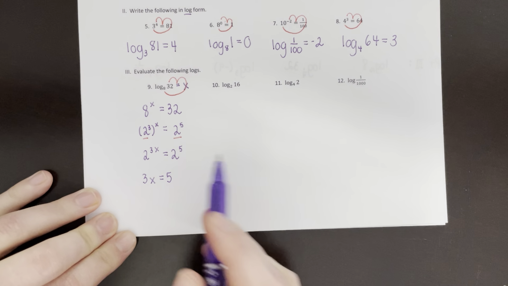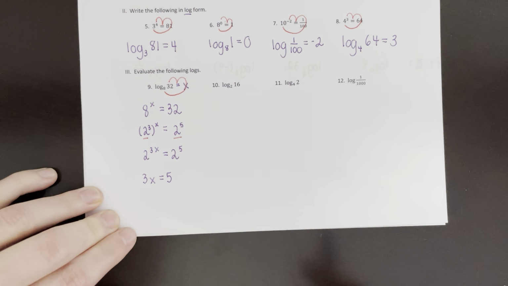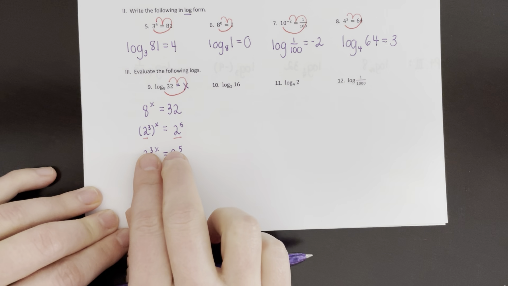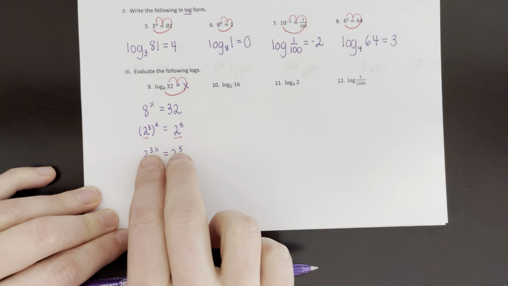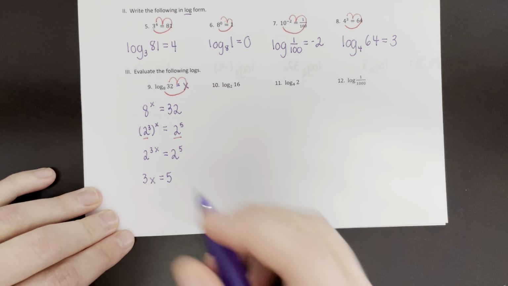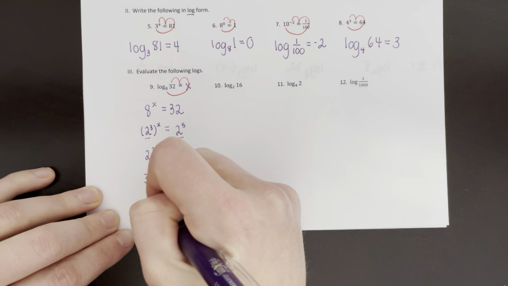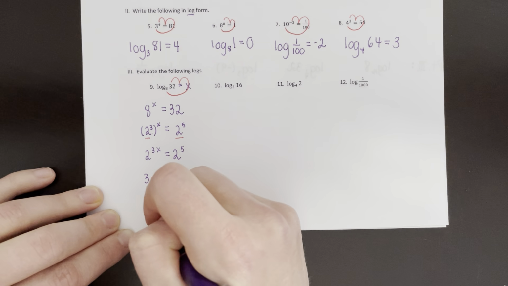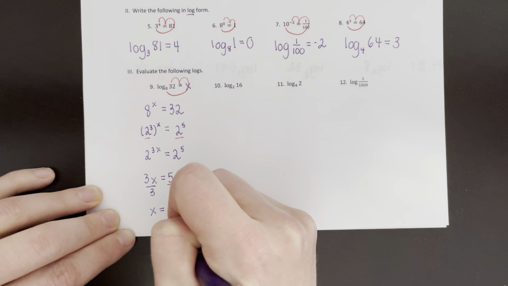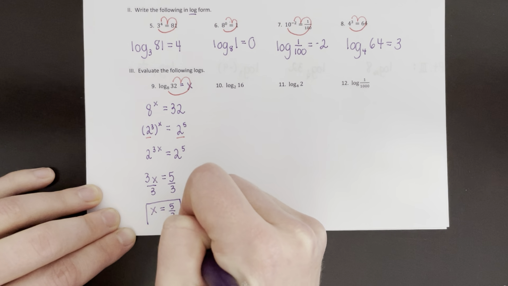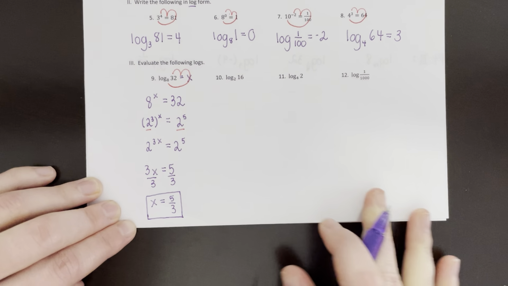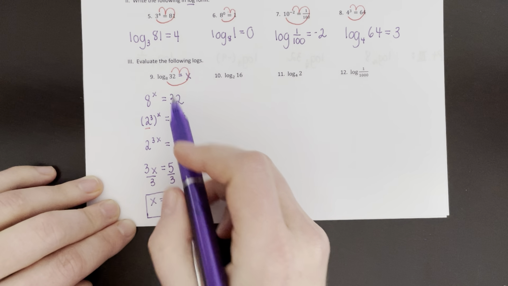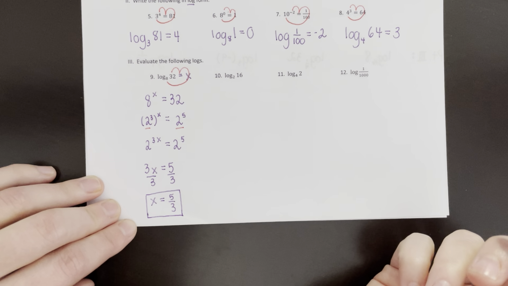So the 2's aren't canceling. I don't want you to think I'm dividing by 2 or canceling by 2. It's just common sense that if the bases match, then the exponents must match. So 3x equals 5. So divide by 3, divide by 3. X equals 5/3. Okay, so if I were to plug this in the calculator, I would get the answer of 5/3.